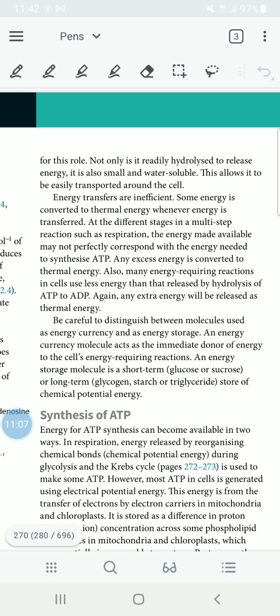Be careful to distinguish between molecules used as energy currency and as energy storage. Right? So ATP, ADP, these are energy currencies. But how do we store energy? For short term energy storage, we have glucose or sucrose. Long term, glycogen, starch, triglycerides, these contain chemical potential energy. We have them as storage units. But when they break down, their energy is once again trapped by ATP to be transferred to different places. I hope you understood that.